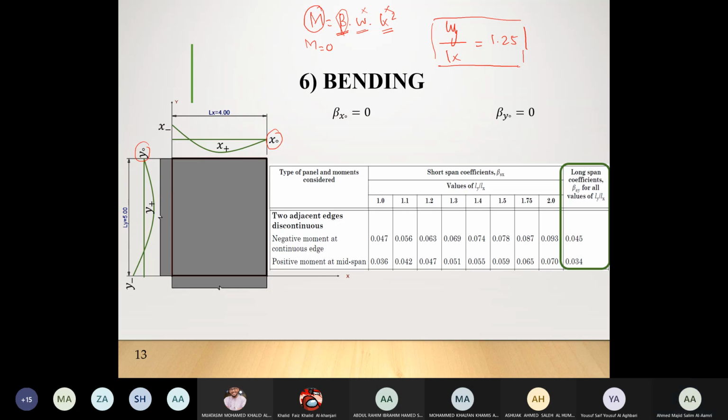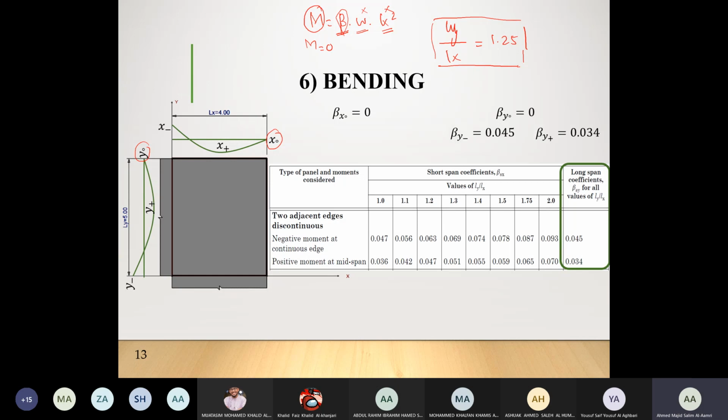Okay. Now, what about x? For x, we said the x coefficients depend on the Ly over Lx ratio. Now, we don't have 1.25, but clearly you can see that 1.25 is in the middle of 1.2 and 1.3. So rather than doing the interpolation, directly you can take the middle value between these two, since 1.25 is in the middle of 1.2 and 1.3.